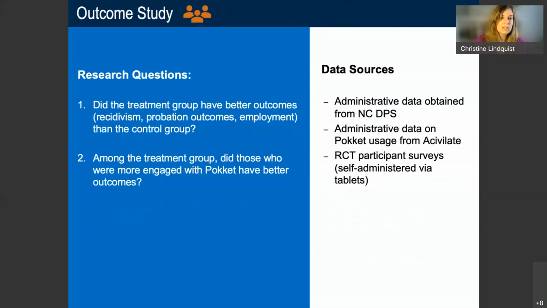For the outcome study, we are assessing whether the treatment group had better outcomes than the control group based on administrative data that we're able to obtain from DPS, including recidivism, probation outcomes, and employment. And then we're looking at among the treatment group, did those who were more engaged with Pocket? So this is based on how often they logged on, how many features they used, whether they completed the goals they set for themselves, etc., whether those individuals had better outcomes than those in the treatment group who did not use Pocket.